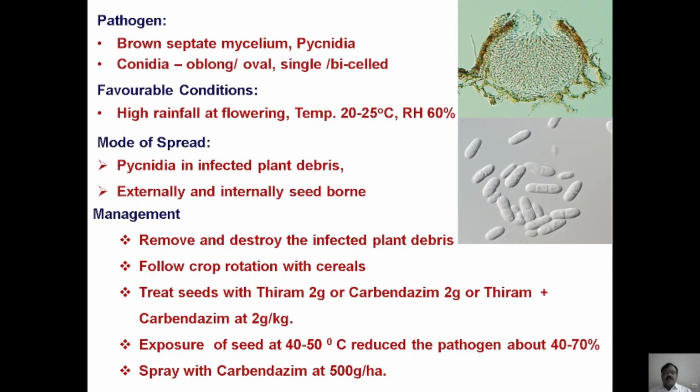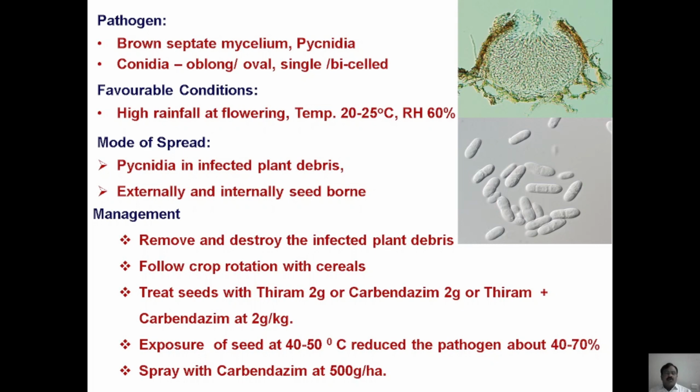The pathogen may be both externally as well as internally seed-borne due to the infection on pods, and hence the infected seeds as well as the inoculum present in the plant debris serve as the primary source of inoculum, and then airborne conidia help in the secondary spread of the disease.